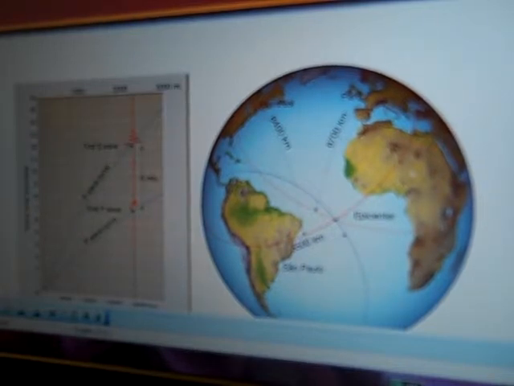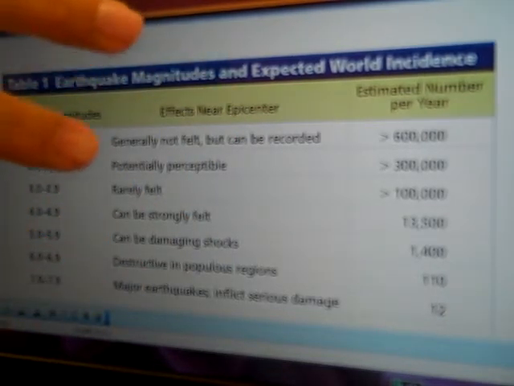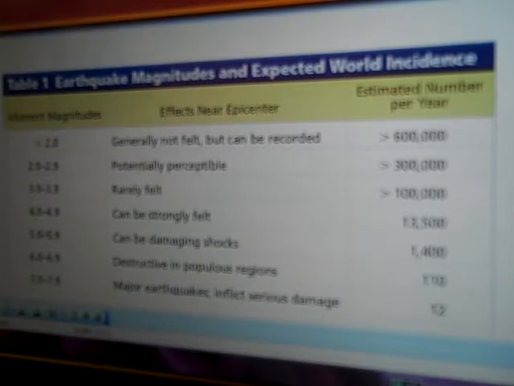Okay. Here's another picture of a seismograph and the difference between when the S wave started and the P wave started. We actually also talked about magnitudes, okay? And this is your magnitude scale and the differences of what they actually do between 2 and then, of course, when you go up to 7.